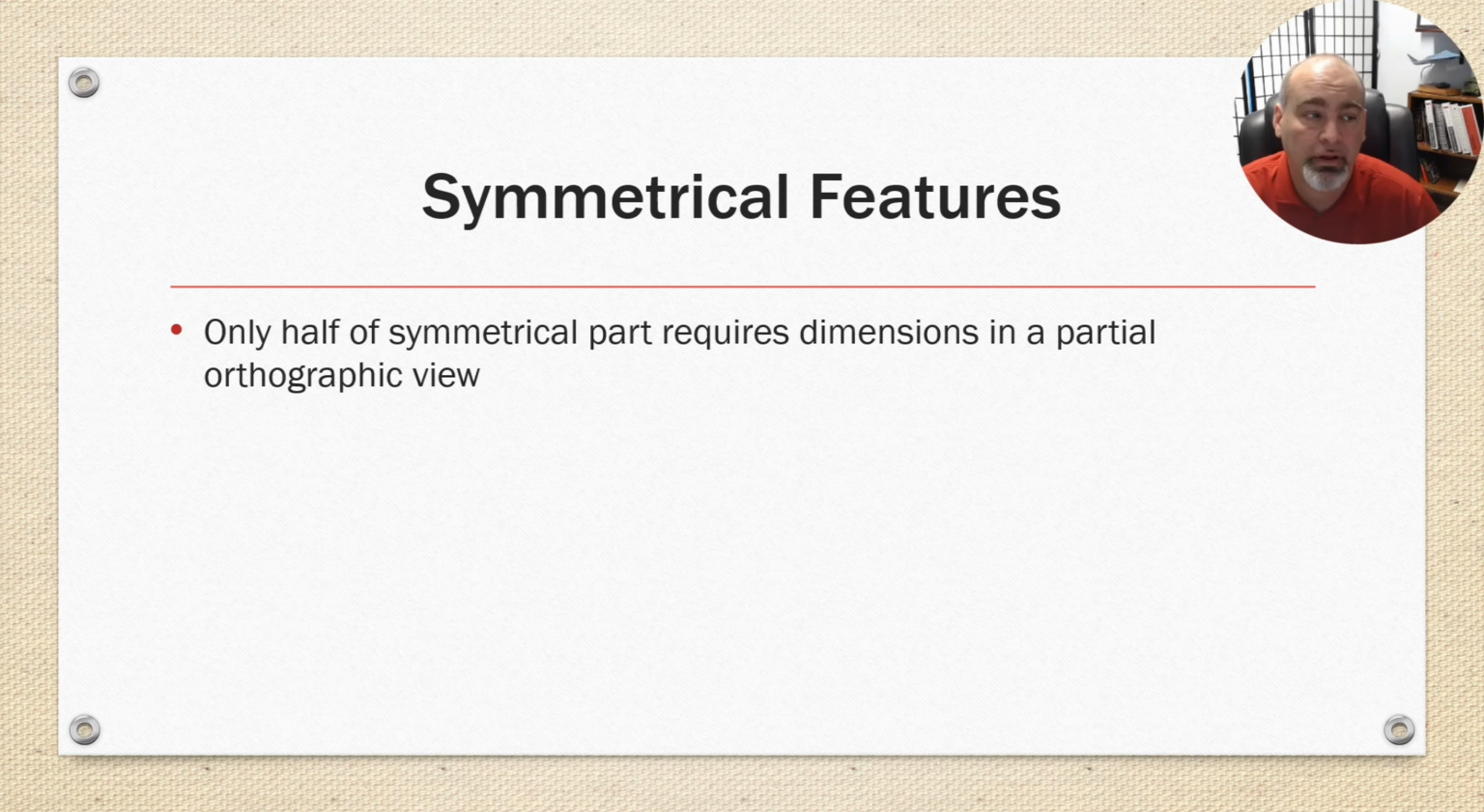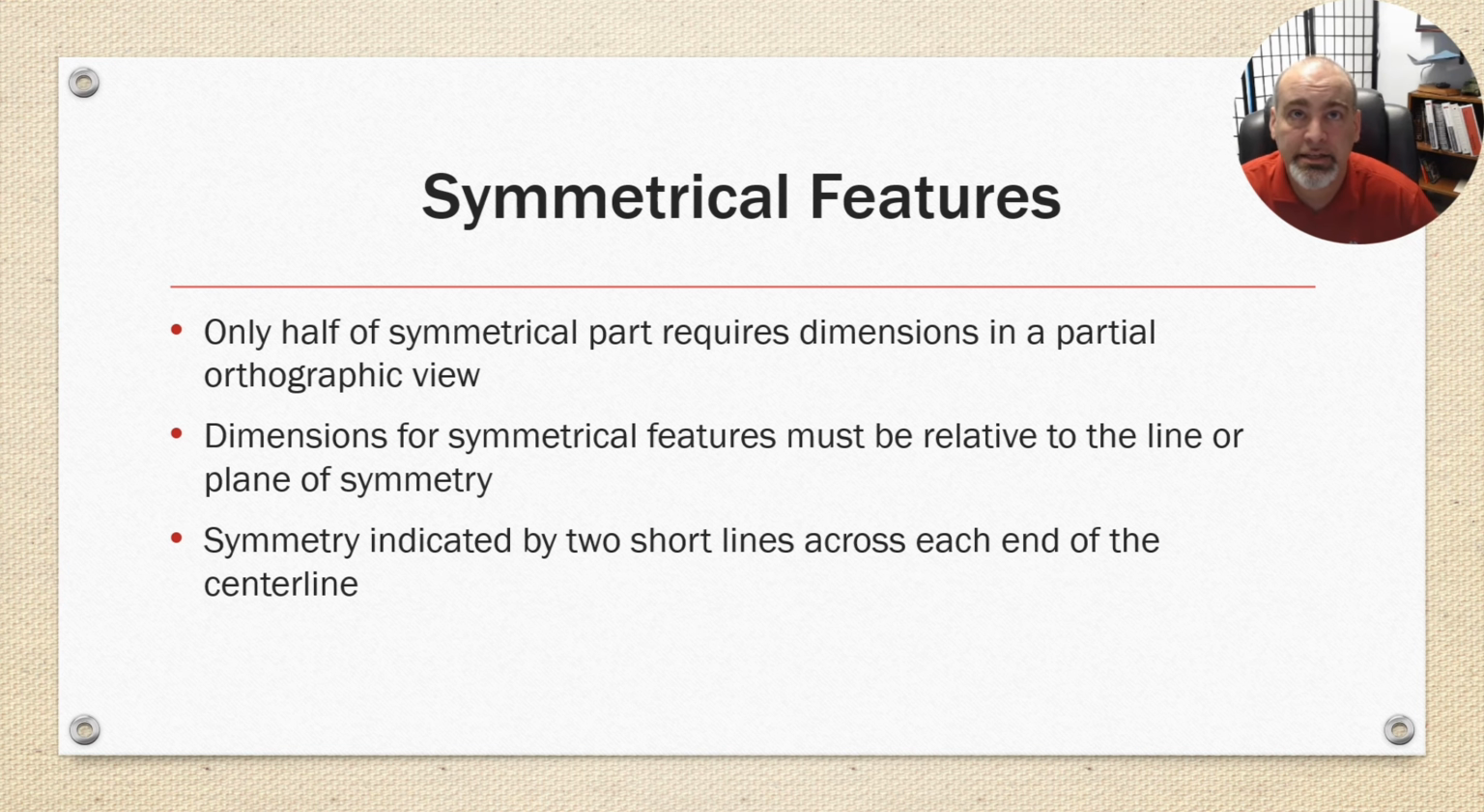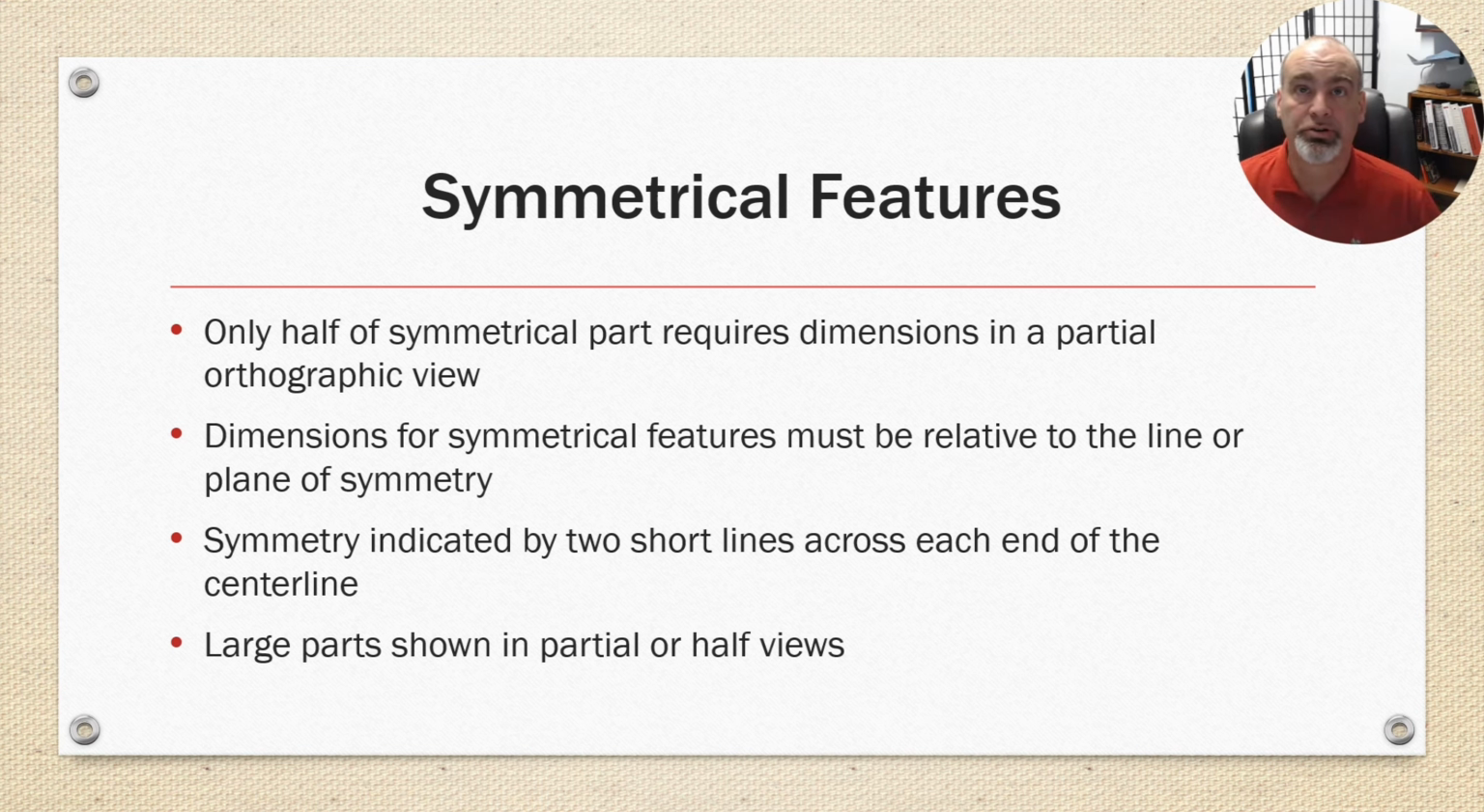But if you are using symmetry, only half the symmetrical part requires dimensions in a partial orthographic view, so you don't draw the whole thing. Dimensions for symmetrical features must be relative to the line or plane of symmetry, so that has to be drawn on the drawing. Symmetry is indicated by two short lines across each end of the center line, denoting symmetry across that line. Large parts shown in partial views or halves are acceptable, but I would discourage you from using that convention.